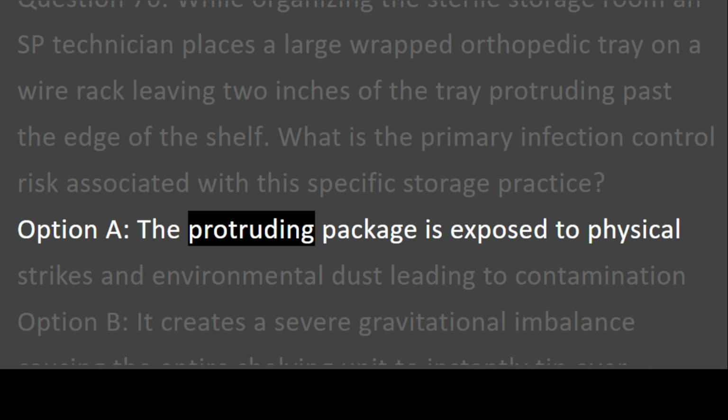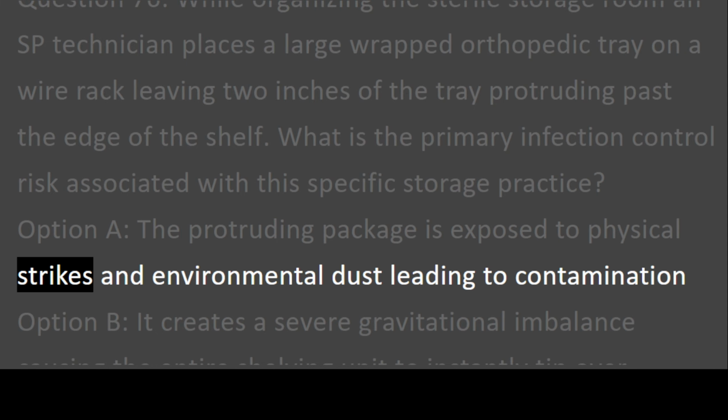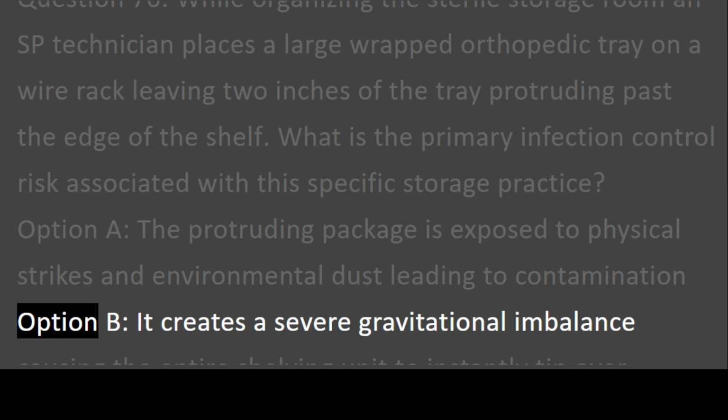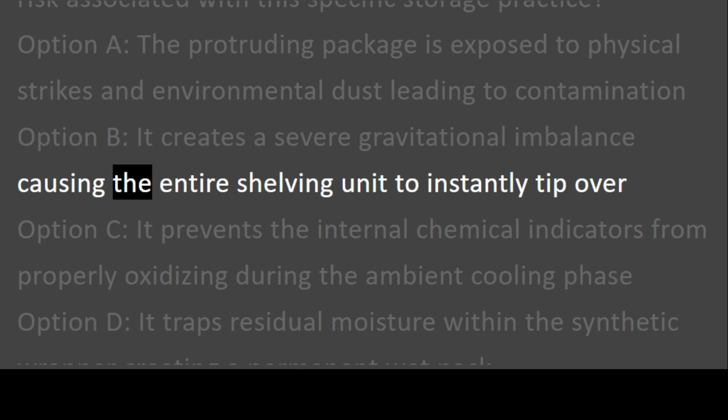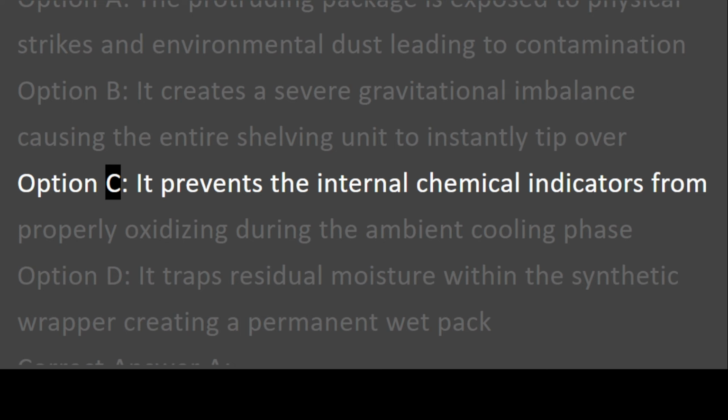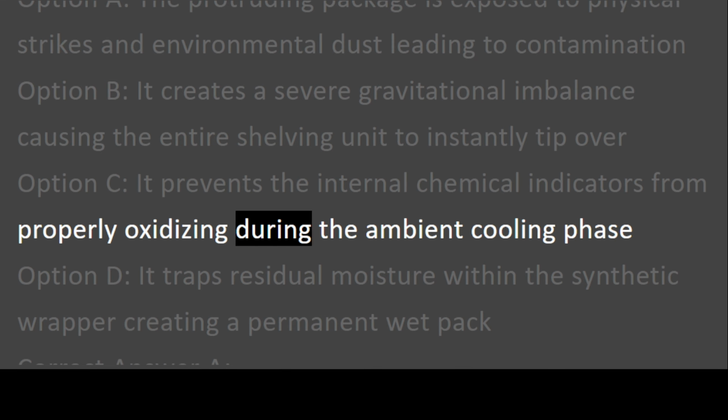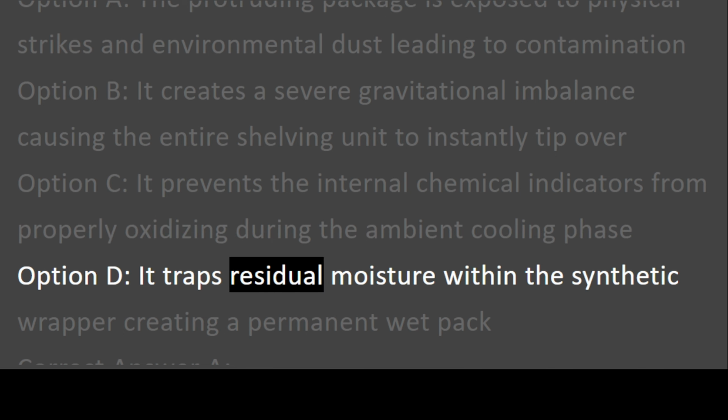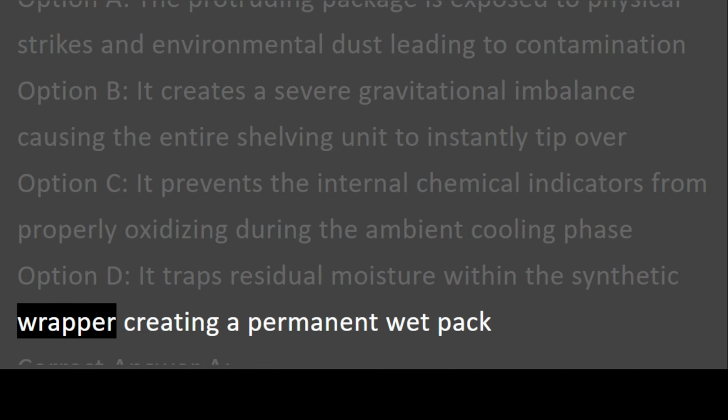Option A. The protruding package is exposed to physical strikes and environmental dust leading to contamination. Option B. It creates a severe gravitational imbalance causing the entire shelving unit to instantly tip over. Option C. It prevents the internal chemical indicators from properly oxidizing during the ambient cooling phase. Option D. It traps residual moisture within the synthetic wrapper, creating a permanent wet pack.